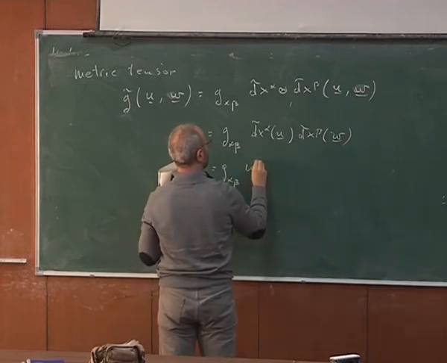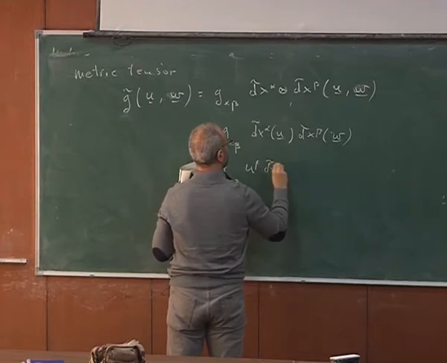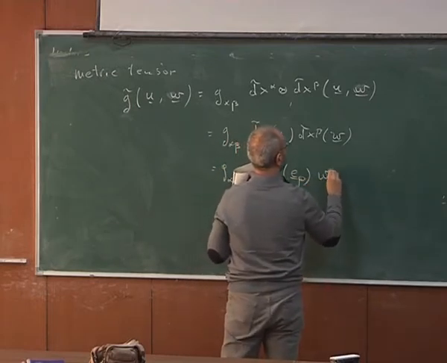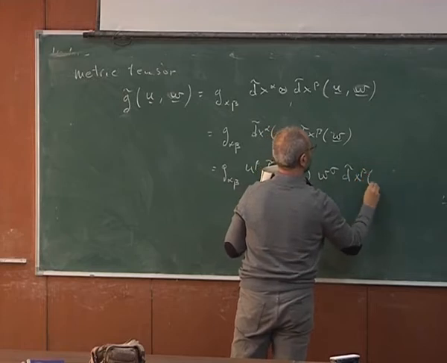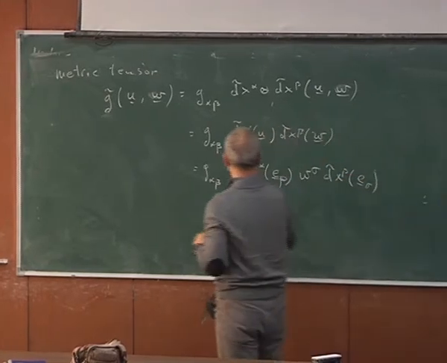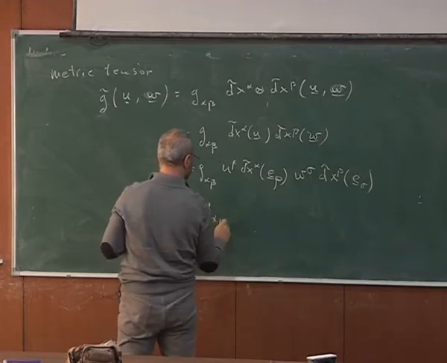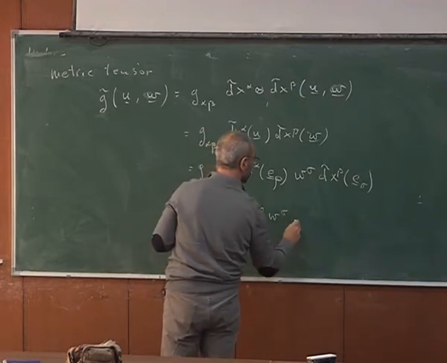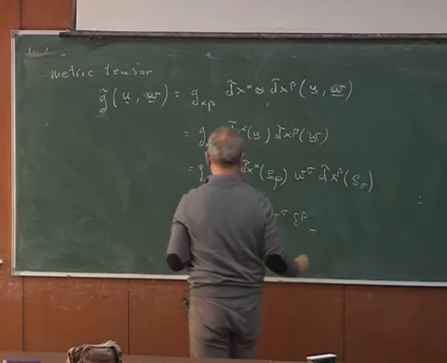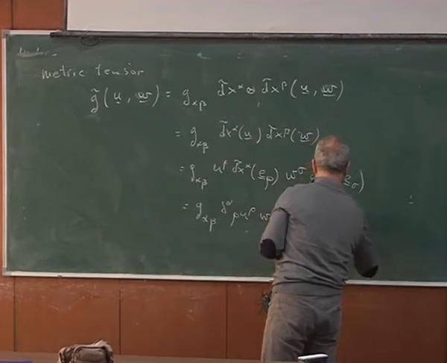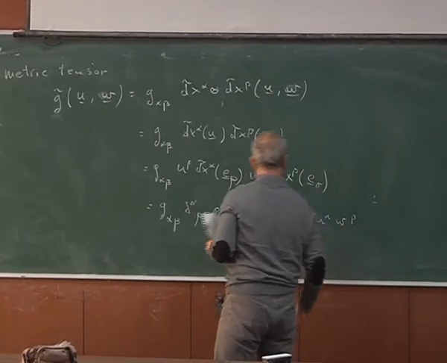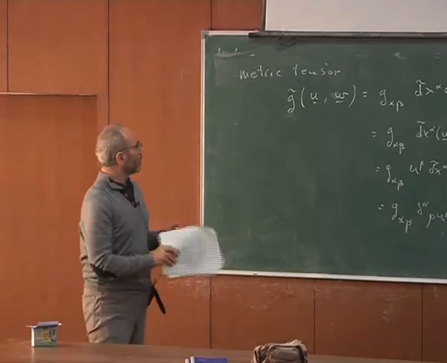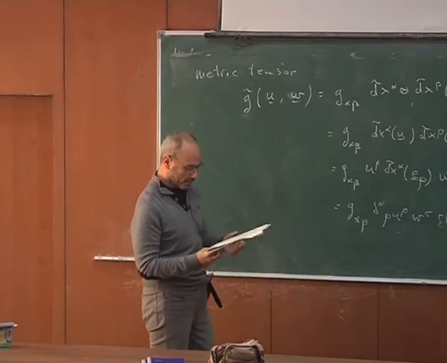And it is U^rho, alpha, E_rho, W^sigma, dx^beta, E_sigma. But this is nothing but a delta function. So this is nothing but this. Okay. Right, so out of a metric tensor and vectors, we get scalars.